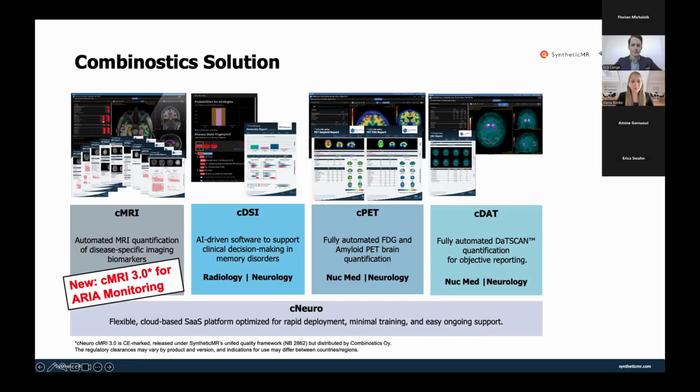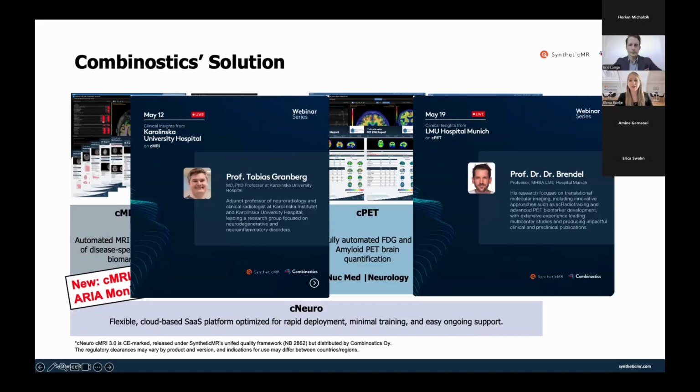So this was a bit of an overview of the different products that I will present in the next 15 minutes. But before I do so, I would like to mention again that we have some of our esteemed users and KOLs in the field who will also talk a little bit more about the real-world clinical insights of using our products in their own clinics.